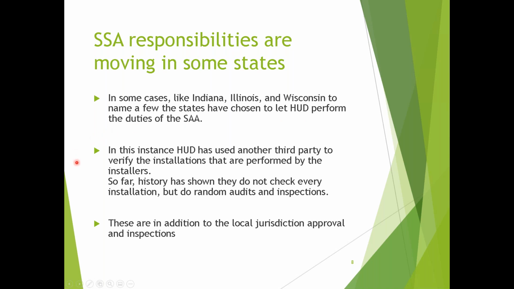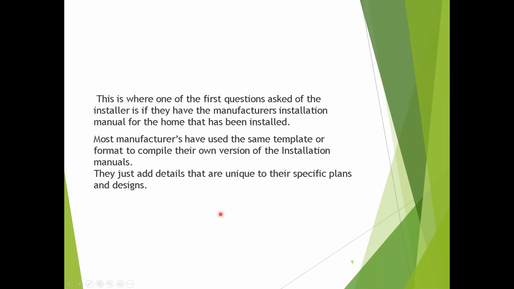When that happens, HUD doesn't necessarily send anybody from Washington out, but they hire contract labor that will go out and inspect site installations. Now, they won't do an inspection that is necessarily recognized by the local jurisdiction. They'll do it in addition to what the local jurisdictions already do. They won't do every house. They'll do random checks.